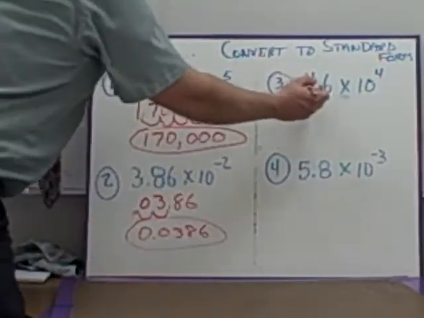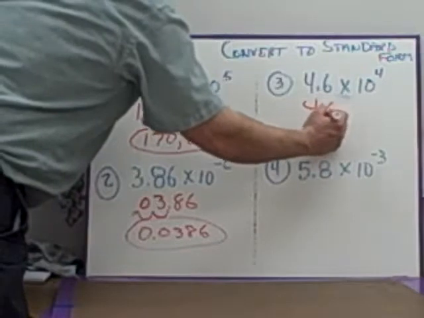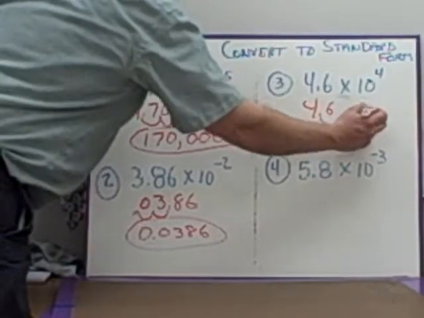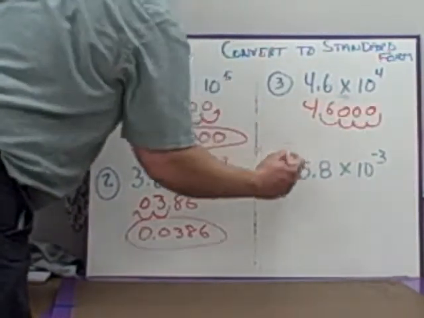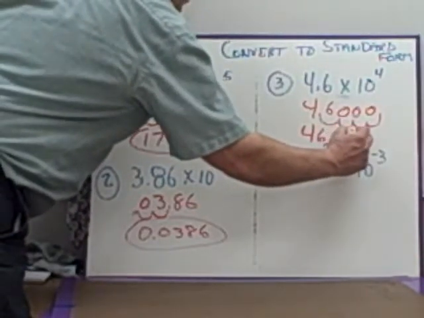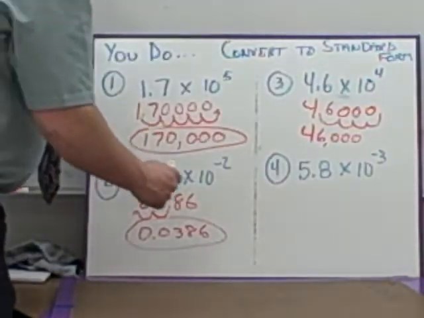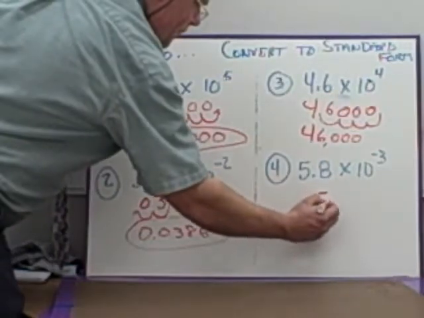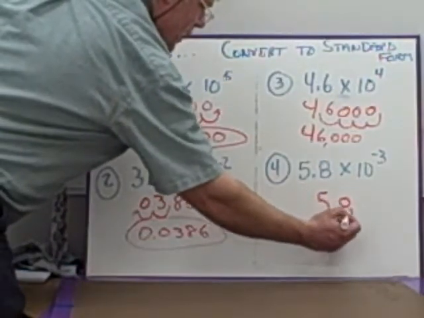Over here, I'm going to have 4.6. I'm going to move it 1, 2, 3, 4 places. I'll be adding in 3 zeros there, so I get 46,000.